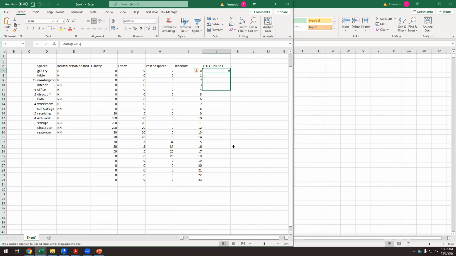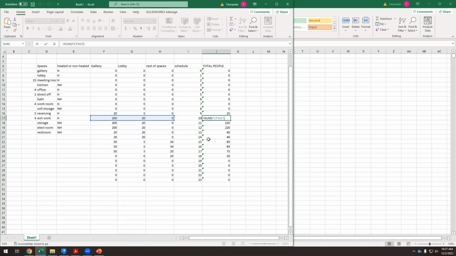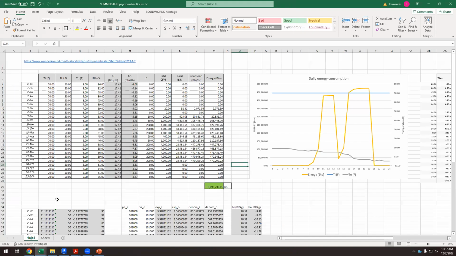And now I drag this down. And this is the, okay, so every time I have a sum of all the people that I have in all the spaces. Okay, what can I do now? I can use the Excel file that I'm using here.